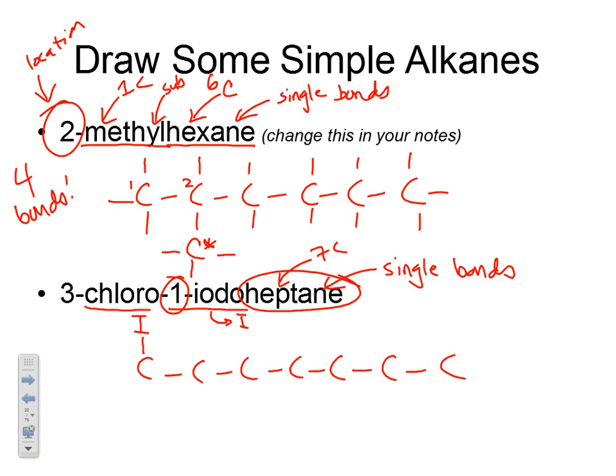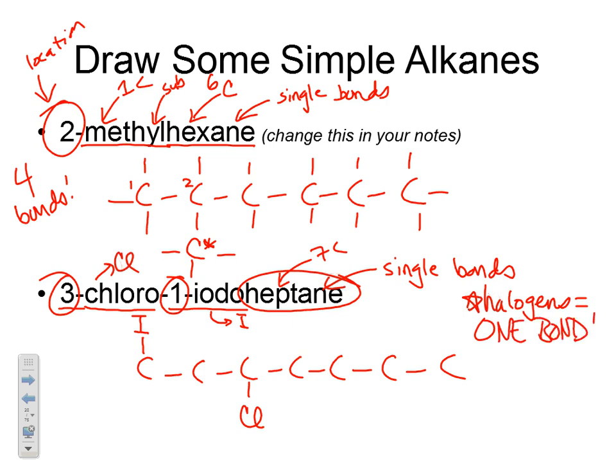And then I have 3-chloro. What does that mean? Well, that means I've got Cl. So I know I have to put a Cl somewhere. Where do I have to put it? Oh, I have to put it on the number 3 carbon. So I'm going to put it there. Now, halogens only make 1 bond. That's it. Because they have 7 valence electrons, so only 1 bond to get to 8. So I don't need any more bonds for the iodine and the chlorine. They're done. Do not give them any more bonds.